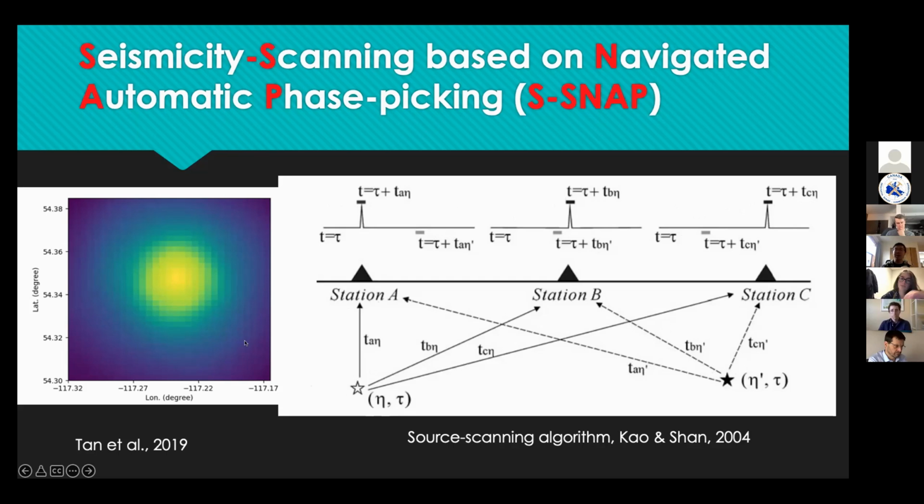On the contrary, if you assume the point is incorrect, you will not get all the stations with the high energy segment. So the stacked value will be low. In this way, we create this energy map throughout time, and then you find the peak here. That's your approximate location of your earthquake.